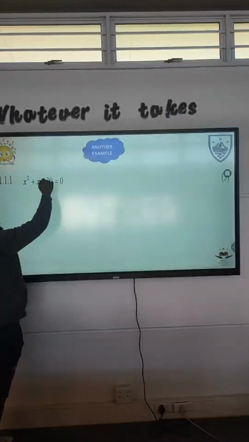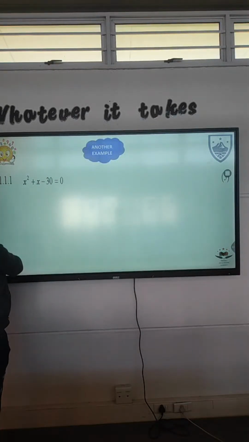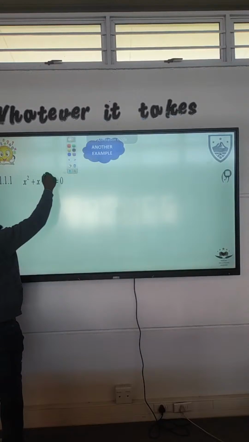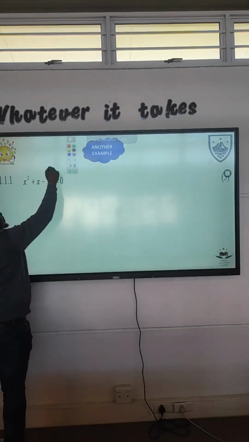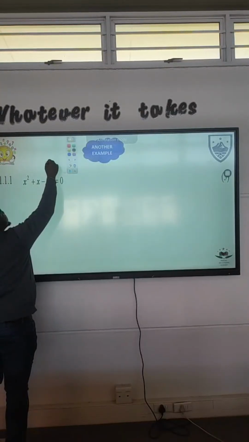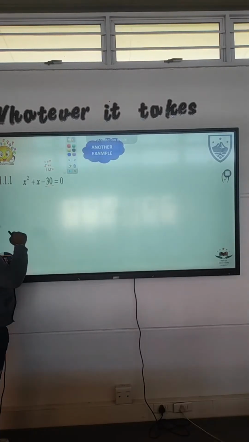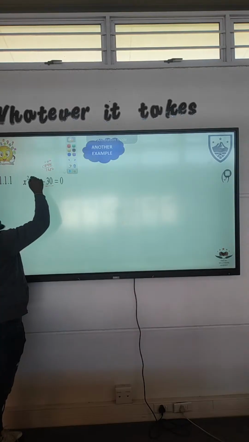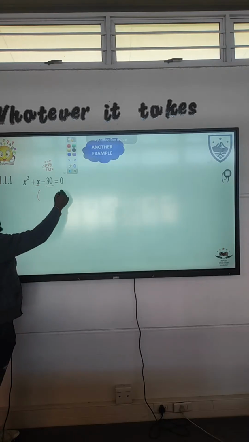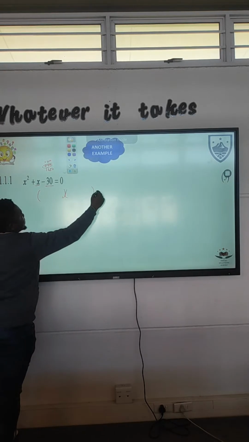So let's look at the factors of 30. The factors of 30 are 30 and 1, we also have 5 times 6, and we have 3 times 10. These are the factors that we know. I'm going to pick the ones that are very close to each other because I see that I need to get 1. By now you have that skill at grade 12. So I'm going to open the bracket, and then this must be equal to 0.